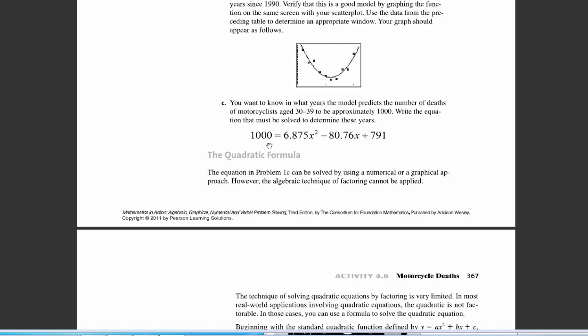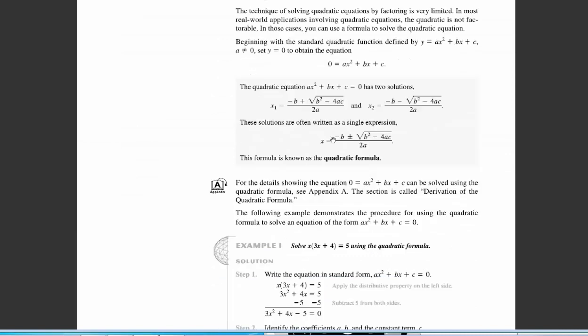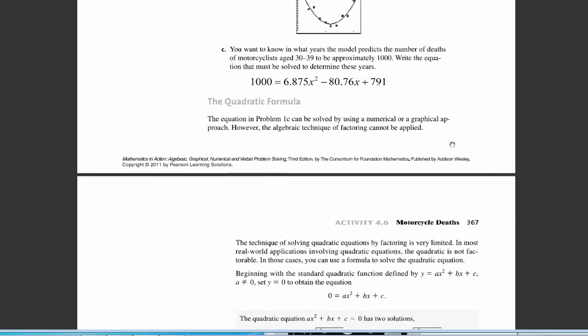But we can also solve this equation using the quadratic formula. Okay, and if you look down in their book, they give us a formula here, right? They tell us x equals negative b plus or minus the square root of b squared minus 4ac all divided by 2a. Now this only applies when we have a quadratic equation in this form, right? ax squared plus bx plus c equals 0. So if you take a look at our original equation, this is not equal to 0.